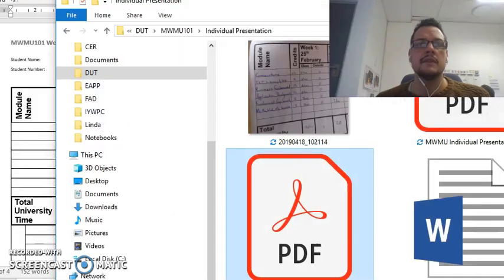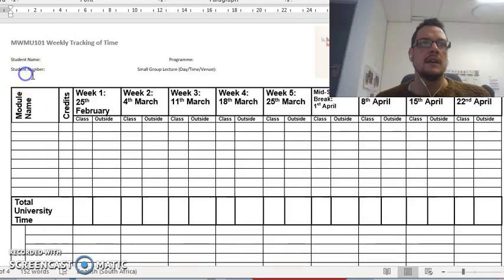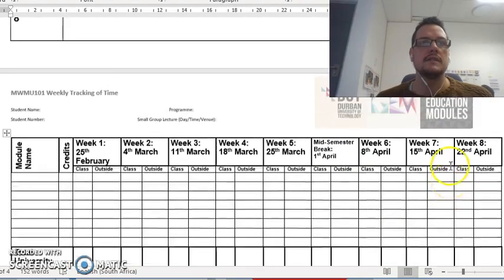So let's look at some of the data that you've got. This is the weekly tracking of the time that you can add to it and include it.